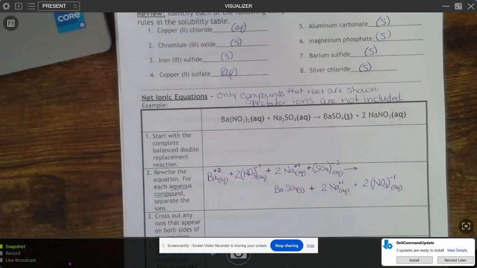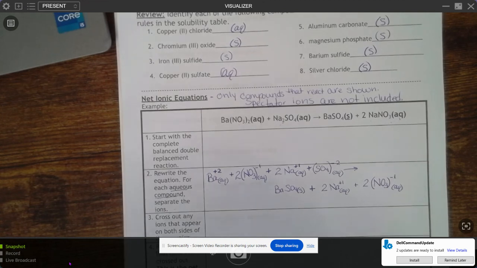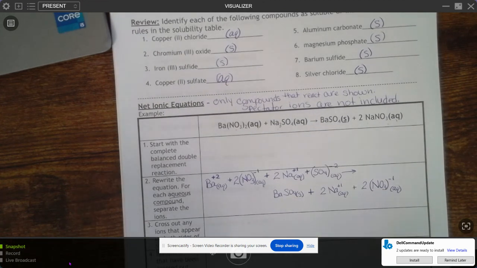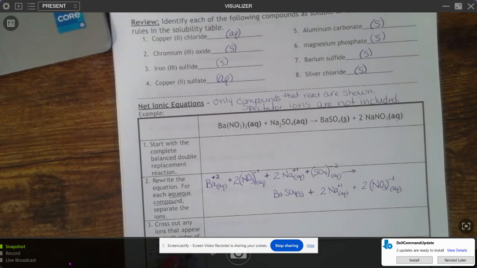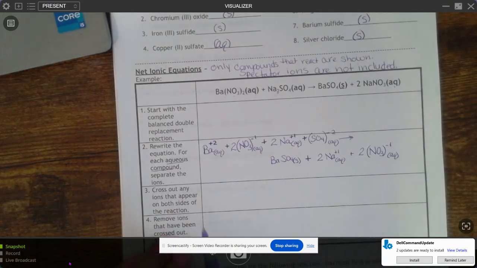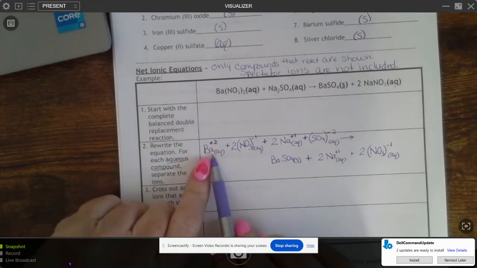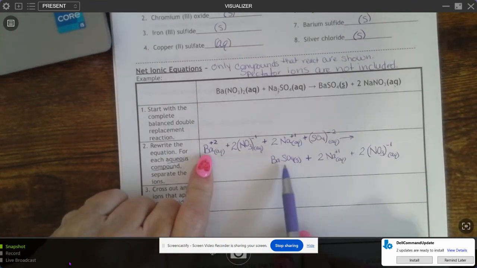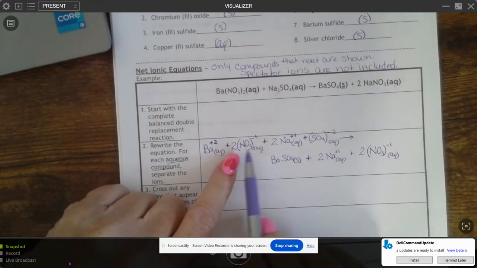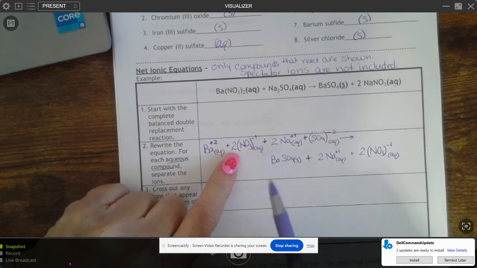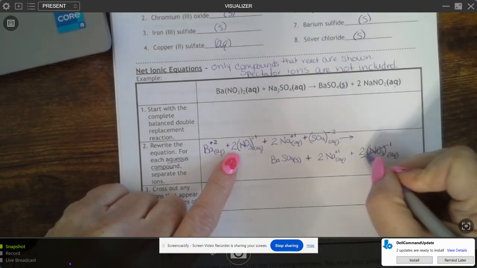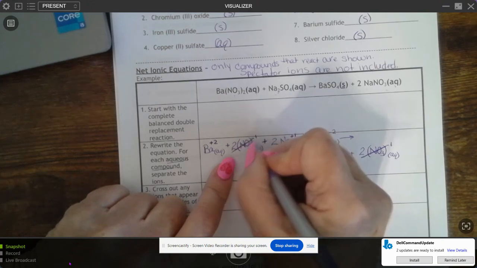Okay. So now the next thing that you're going to do is cross out any ions that appear on both sides of the reaction. Anything that is exactly the same on both sides of the reaction. So here, barium +2. Do we have that on this side? We don't. What about 2 nitrate? We've got 2 nitrate over here, so we can cross those off.